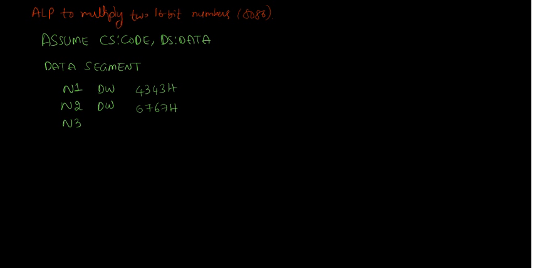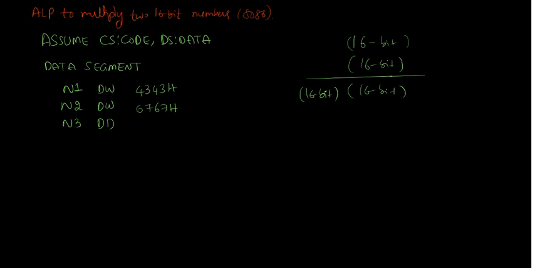6767h. Now when you multiply these two 16-bit numbers, the answer size will be 32-bit, right? If we are multiplying a 16-bit with a 16-bit, you will be getting a 32-bit number, right? So for that I am going to define this entry as double word, define double word. As of now I am loading it with a question mark. Later, after getting the result, we can replace this question mark with the result. This is the end of this logical segment.